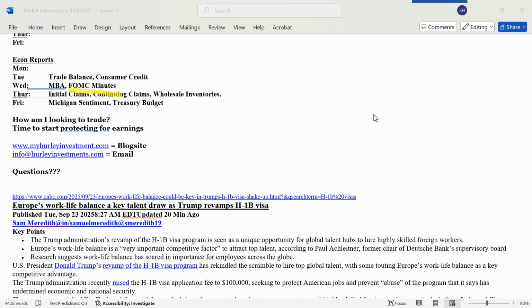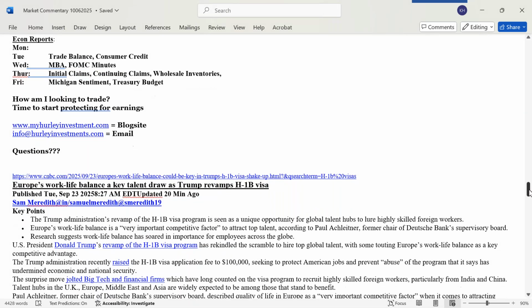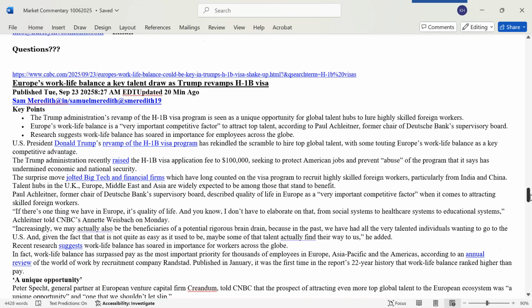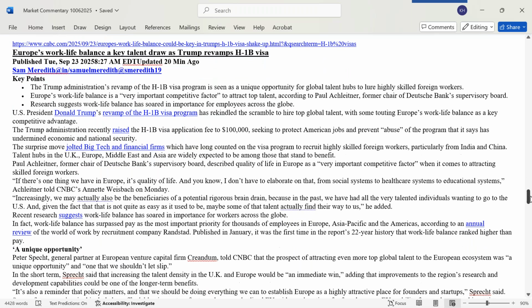All right. I found an interesting article. I think I've put a couple out here, but an interesting article on Europe's work balance. A key town draws Trump, vamps up the H-1B visa. It's funny because if you're looking for a job and you ask an employer what their employees think a work-life balance is at that company, you're not getting the job. They want to see that you are all in on the company.